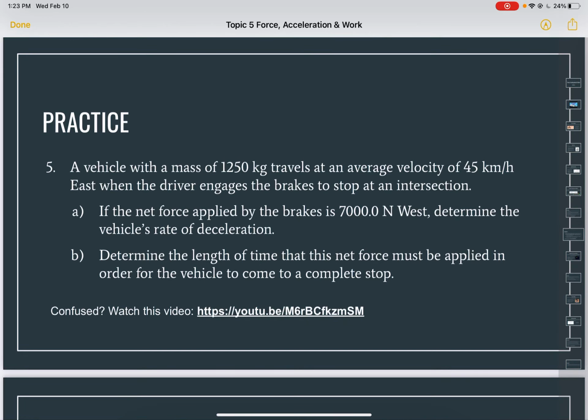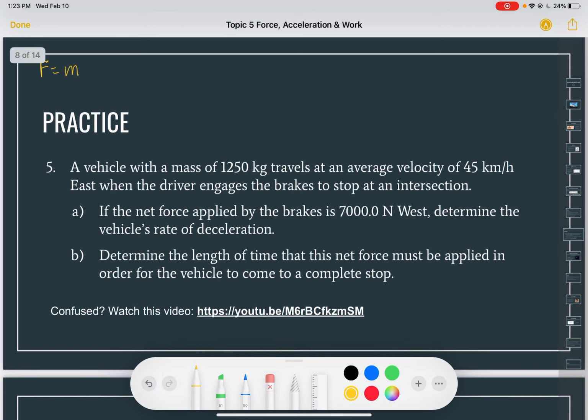All right, I guess I missed the last question here. It's number 5, and it's using the same sort of information we've been using so far. So remembering that our formula is F is equal to ma. It says a vehicle with a mass, so I'm just going to write that down up here. Our mass is 1250 kilograms.